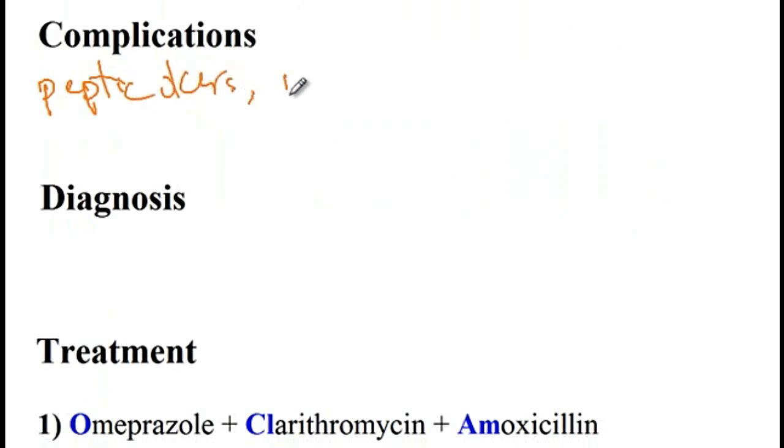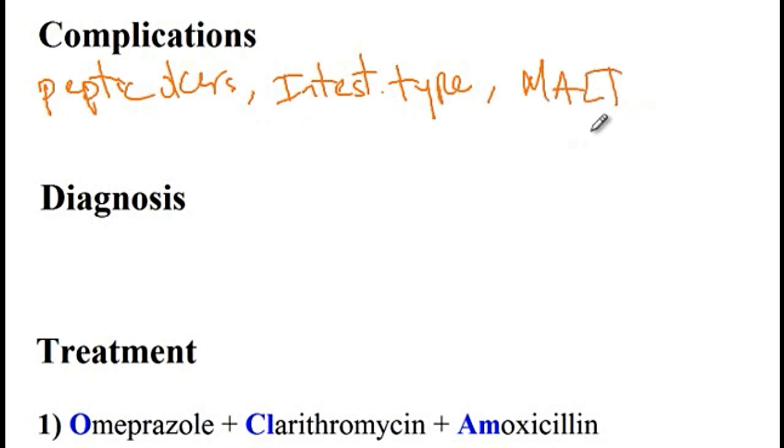intestinal type stomach adenocarcinoma, and I will go over the difference between intestinal type versus diffuse type stomach cancers. And then it can also cause MALT lymphomas, where there is a gastric mucosa associated lymphoma.